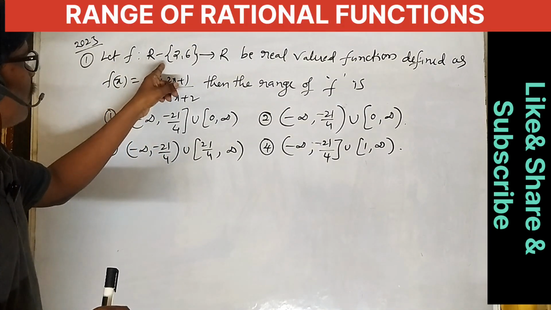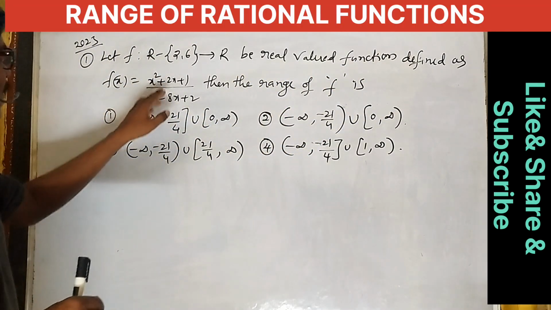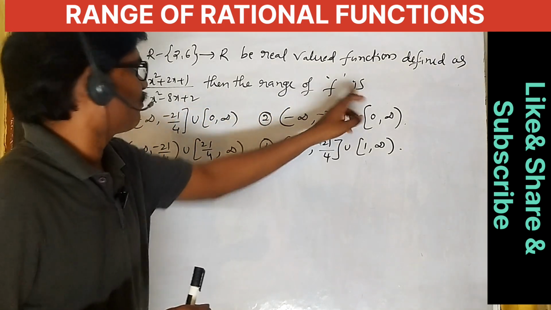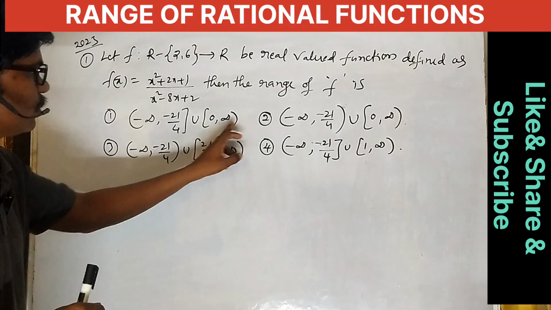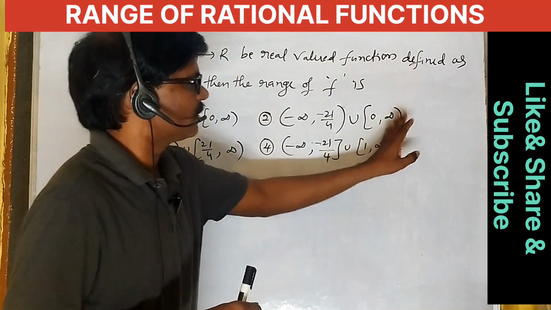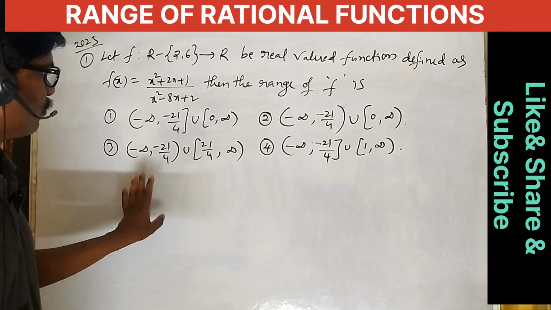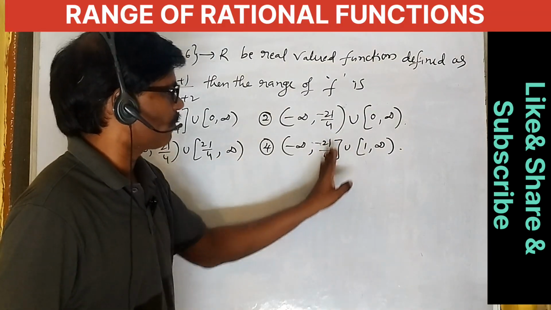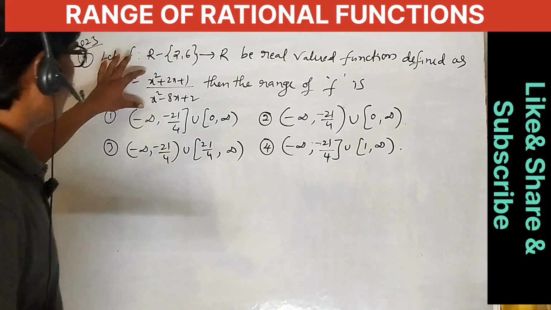Let f map R minus {2, 6} to R be a real valued function defined as f of x is equal to x square plus 2x plus 1 by x square minus 8x plus 12. Then the range of f is: first option, minus infinity to minus 21 by 4 closed interval union closed interval 0 to infinity. Second option, minus infinity to minus 21 by 4 open interval union closed interval 0 to infinity. Third, minus infinity to minus 21 by 4 open interval union closed interval 21 by 4 to infinity. And the fourth one is minus infinity to minus 21 by 4 closed interval union 1 to infinity. These are the options. Okay, this type of question is quadratic by quadratic.